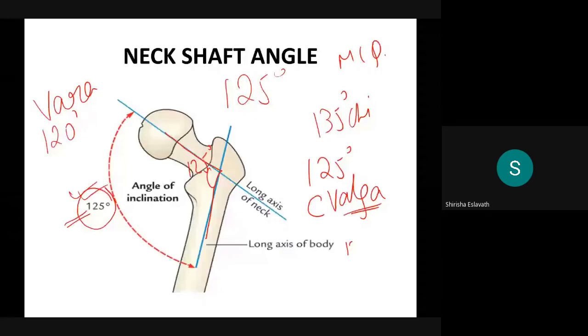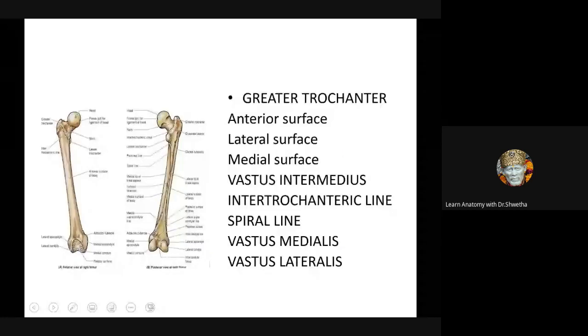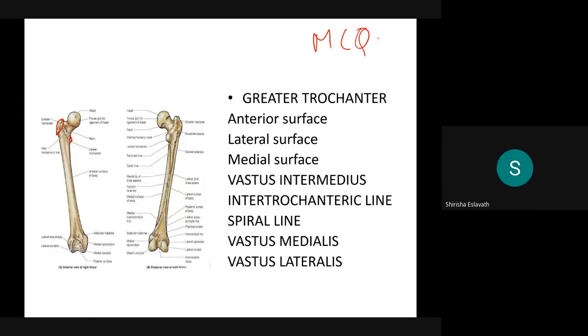What is the degree in an adult? 125 degrees. Excellent. Now comes so many other MCQ questions. Please pay attention. Femur has so many MCQ questions in it. You will tell me what this is, students. Greater trochanter and lesser trochanter. Very good. Pay attention. You have some 3 to 4 MCQ questions here.